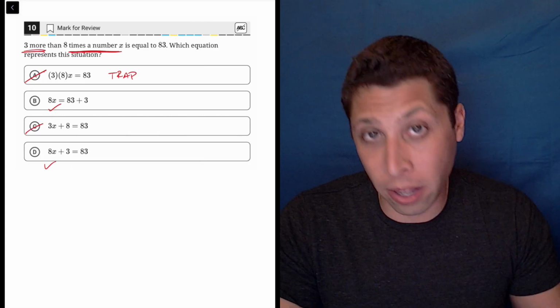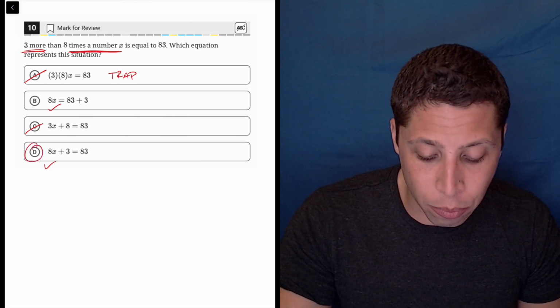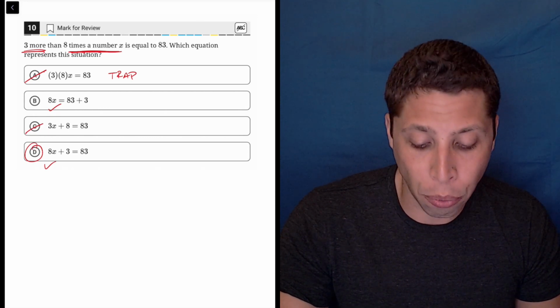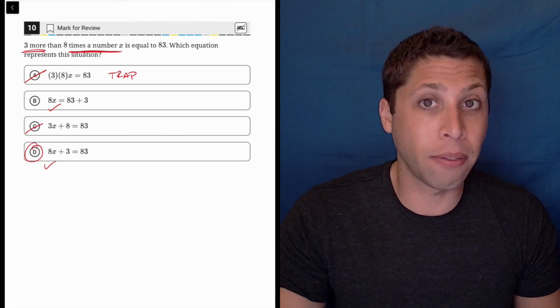Then 3 more than that is going to mean adding 3 on that side. There's no reason we would add it to the right side. We're not saying 3 more than 83, we're doing 3 more than 8 times a number. So D is hopefully just obvious to you.